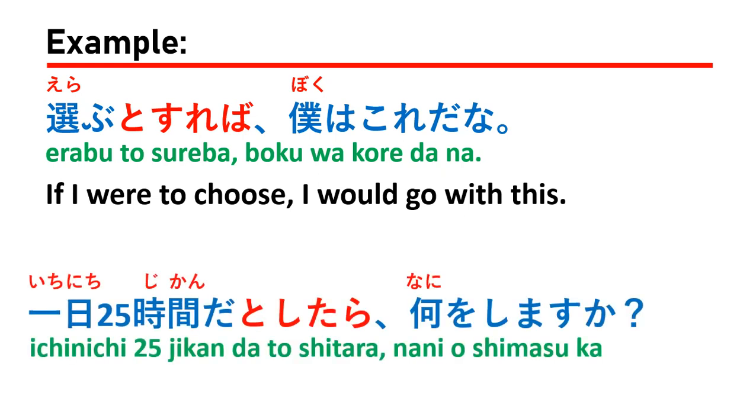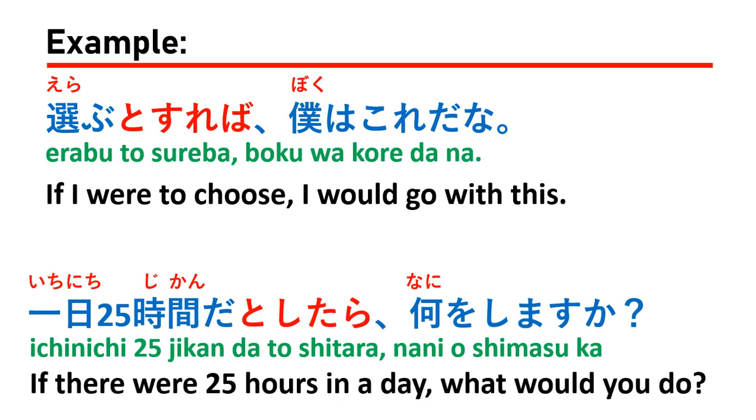Let's see the next example. They say 1日25時間だとしたら何をしますか? Which means that if there were 25 hours in a day, what would you do?